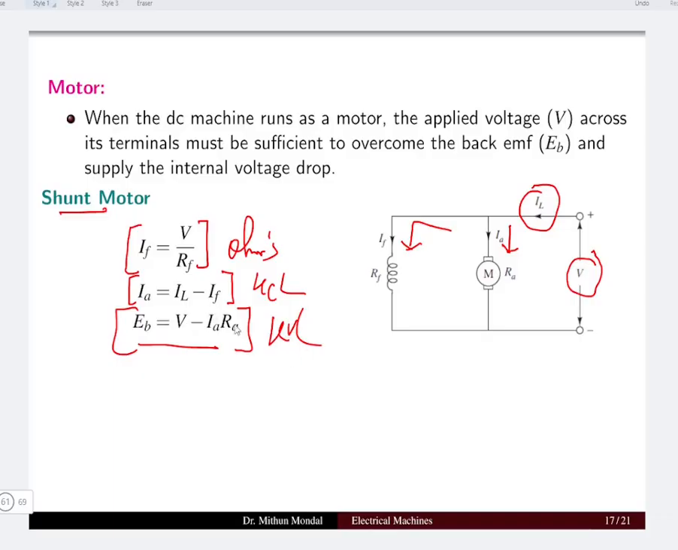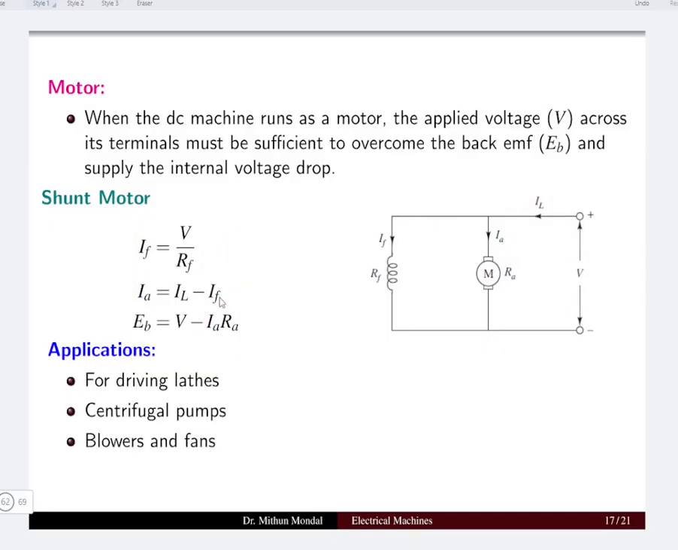So the drop is IaRa, where Ra is the resistance of the armature conductors present in the motor. Now these shunt motors are generally applied in the lathe machine, the centrifugal pump, and the blowers and the fans.